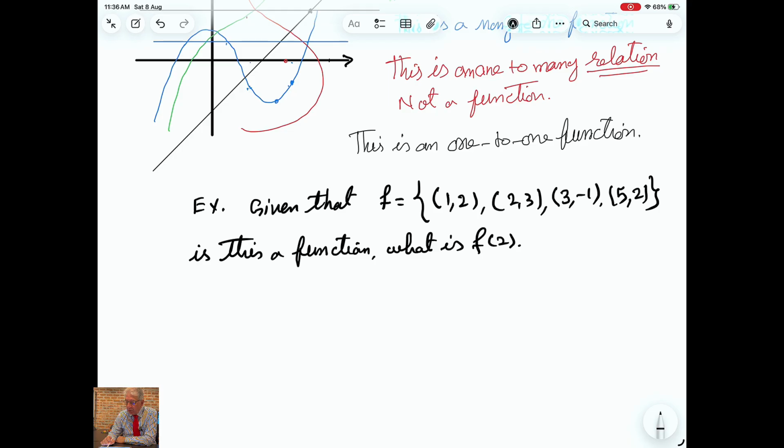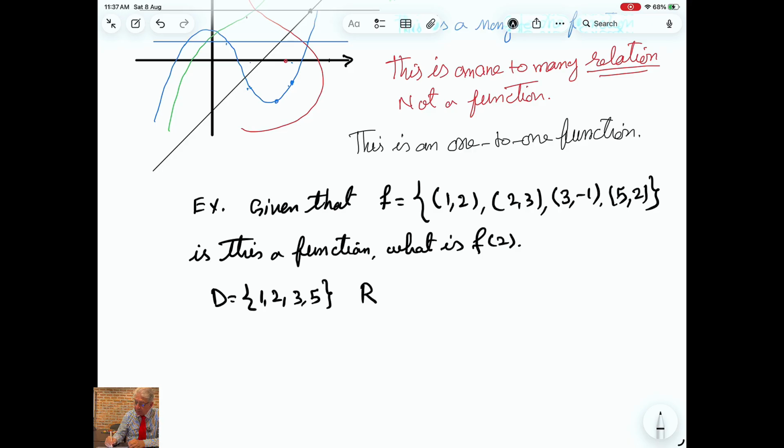When f acts on 2, you are going to get 3. When f acts on 3, you are going to get -1. If f acts on 5, you are going to get 2. So you can see the elements in the domain. What is the domain? I can write the domain. Domain is the set of 1, 2, 3, and 5.